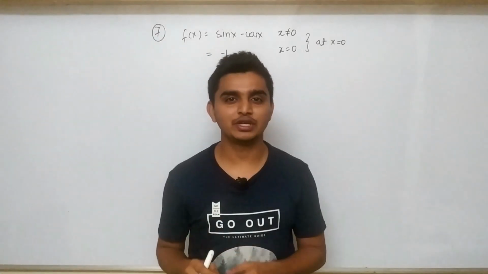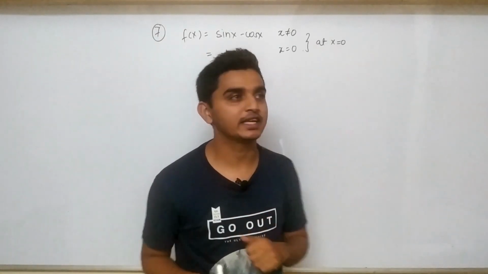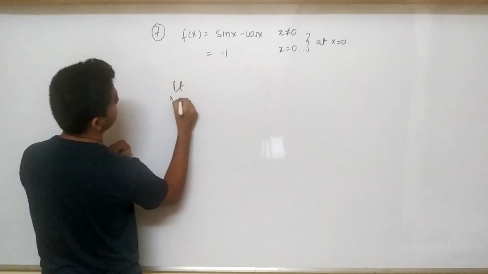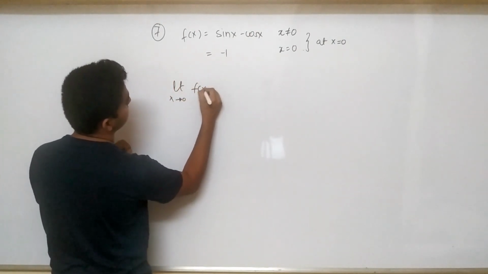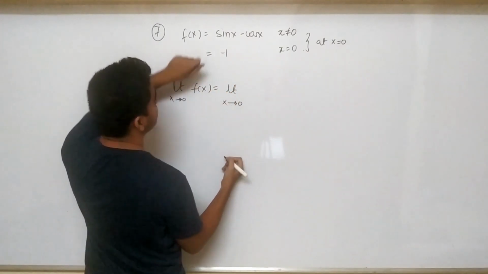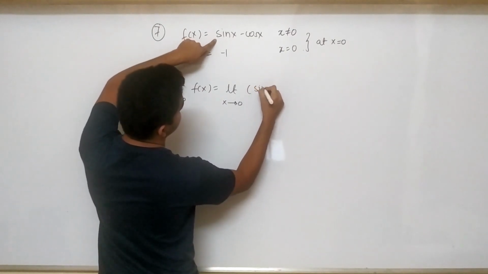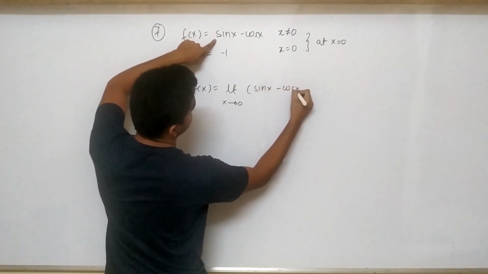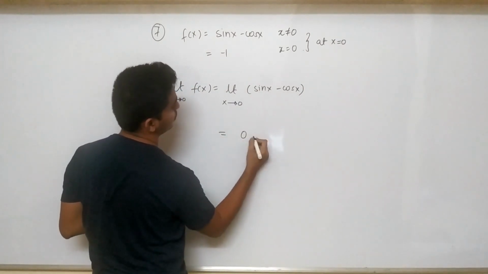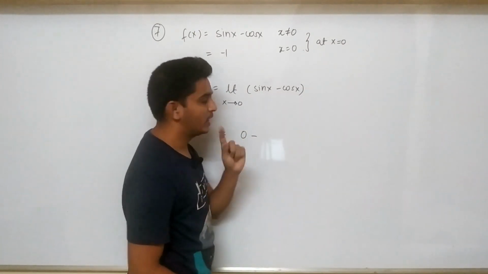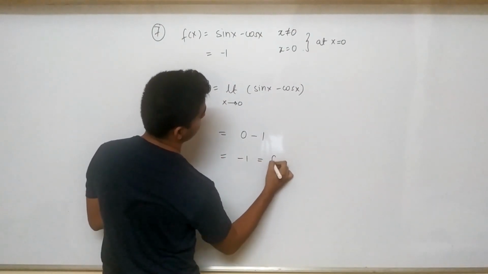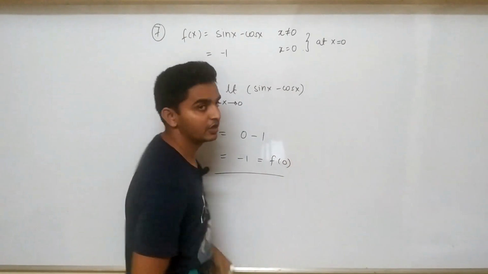Okay, we have the 7th question, which will take less than 20 seconds to solve. Let's take the limit as x tends to 0 of f of x. We can write this as the limit as x tends to 0 of, what is f of x? Sine of x minus cos of x. You can directly put in the values. So sine of 0 will be 0 and cos of 0 will be 1. So your value is minus 1, which is equal to f of 0. So your function is continuous.